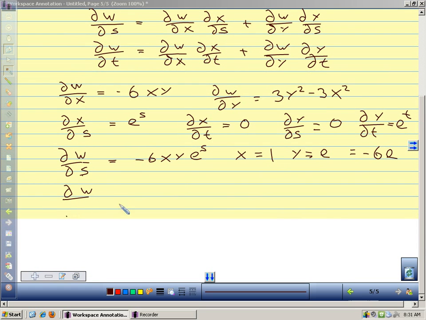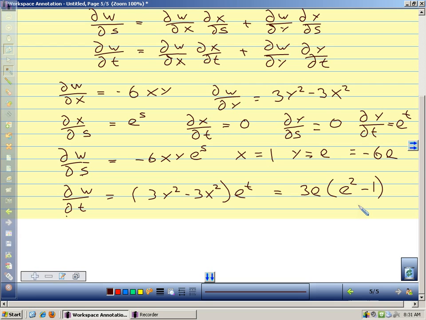All right, and dw dt, if I plug in here, I get 3y squared minus 3x squared e to the t. And when I plug in s equals 0 and t equals 1, this equals 3e times e squared minus 1. Are we good on this? Okay.